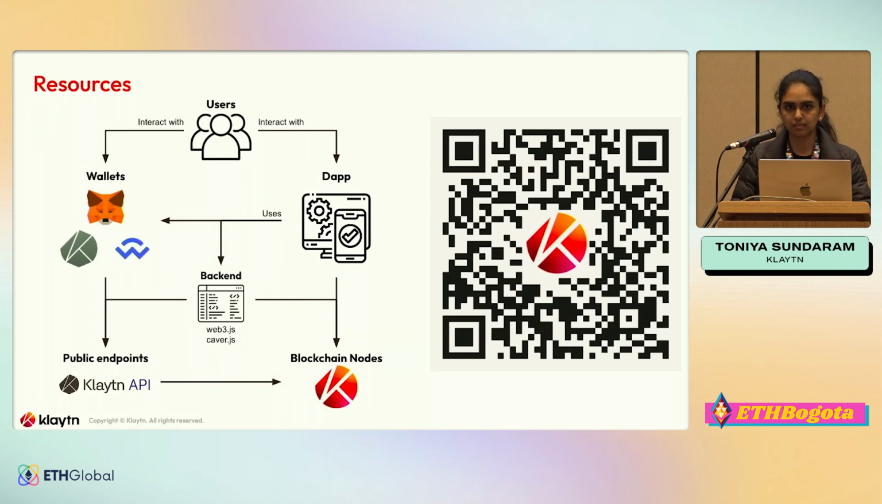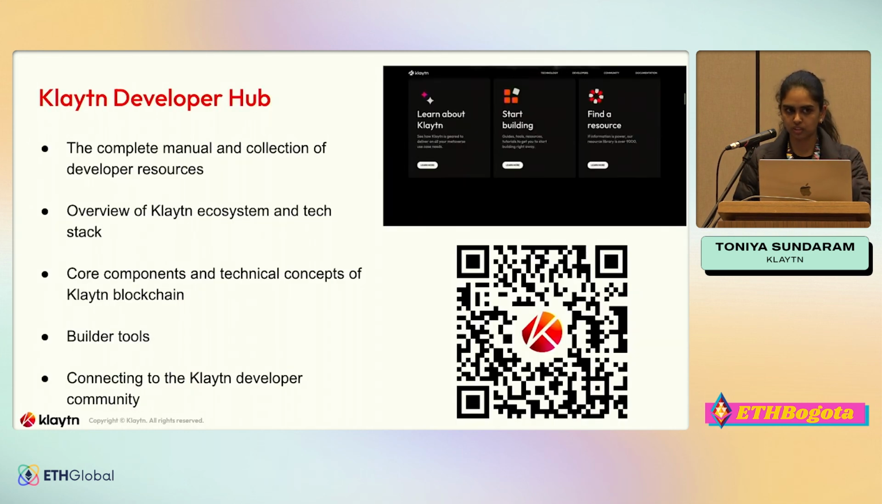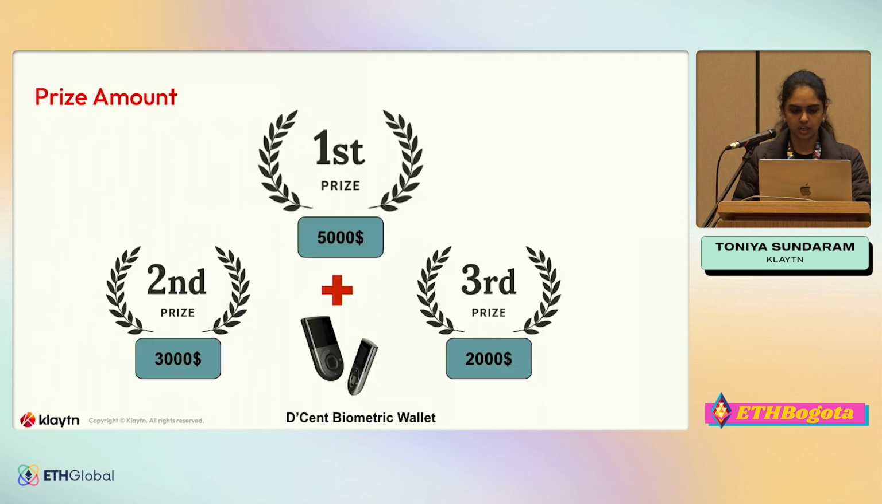So if you want to build something other than a DApp, you can just scan this QR code, which will lead to the GitHub repository of all the resources. And we also have a Klaytn Developer Hub website where you can look for the resources. And we have some attractive prize amounts, and also all these winners will get a biometric wallet, a hardware wallet.